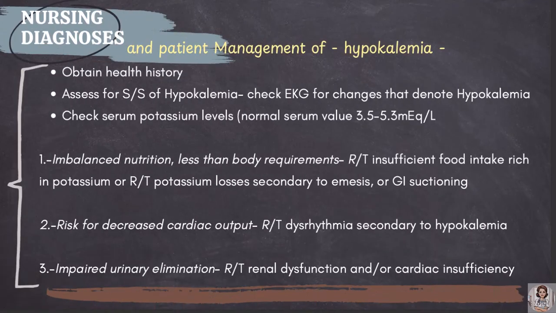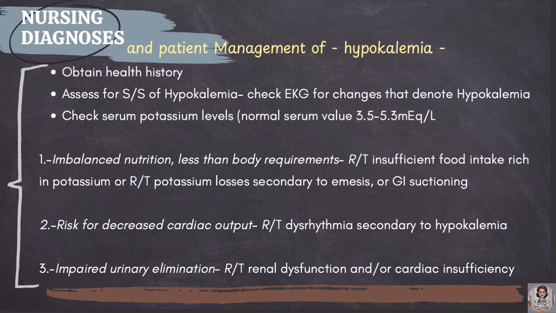So potential nursing diagnoses and patient management of hypokalemia. Remember, you're always going to obtain a health history. You're going to assess for signs and symptoms of hypokalemia, check your EKG for changes, particularly changes that denote hypokalemia, and always check your serum potassium levels. Normal range is 3.5 to 5.3 milliequivalents per liter. In terms of diagnoses, I have listed 3.